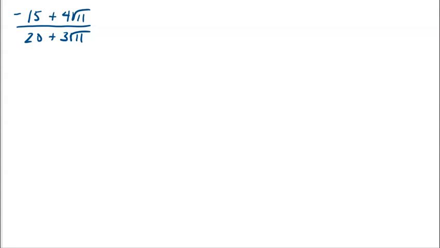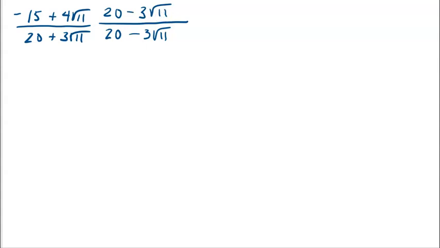So I'm going to multiply both the numerator and denominator. Remember, this is going to be by the conjugate of the denominator. So what is the conjugate? Well, this is the denominator, and the conjugate means you change that sign to rationalize. So it's going to be 20 minus 3 square root of 11, and I'm going to multiply that same value on the top and the bottom.